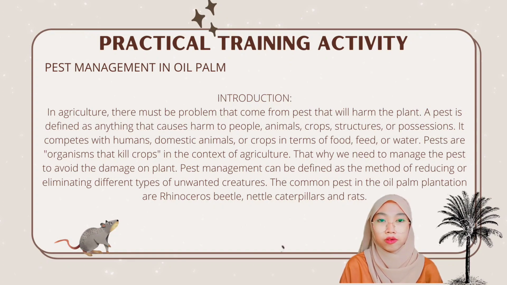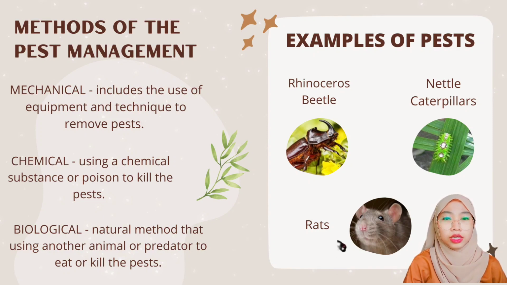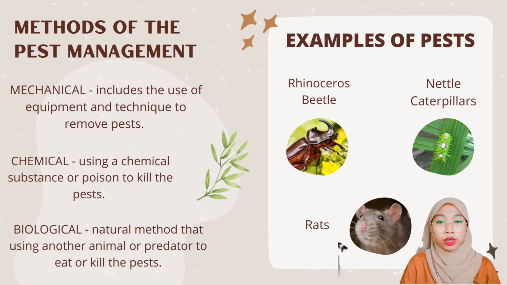Pest management can be defined as the method of reducing or eliminating different types of unwanted creatures. The common pests in the oil palm plantation are rhinoceros beetle, nettle caterpillars, and rats. The common methods of pest management are mechanical, chemical, and biological. Mechanical includes the use of equipment and techniques to remove pests. Meanwhile, the chemical method is the use of chemical substances or poison to kill the pest, while the biological is a natural method that uses another animal or predator to eat or kill the pest.